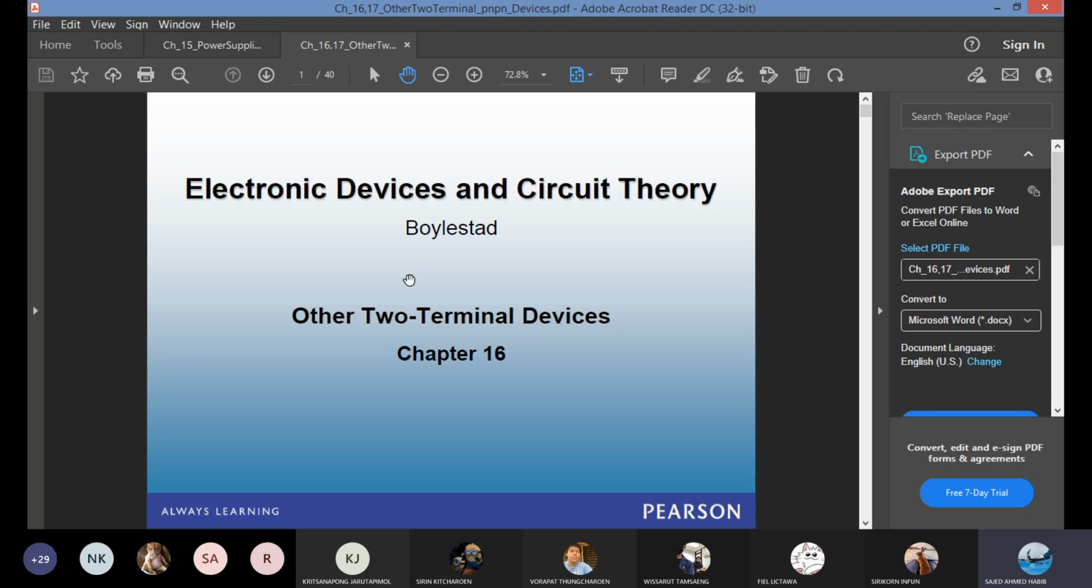This is chapter 16. So beginning of the last two chapters, chapter 16 and 17, other two terminal devices.